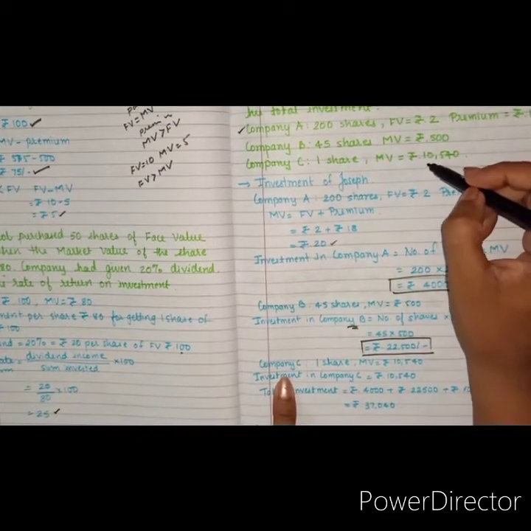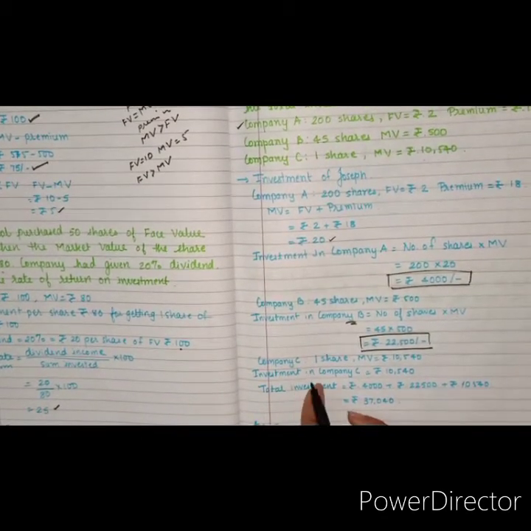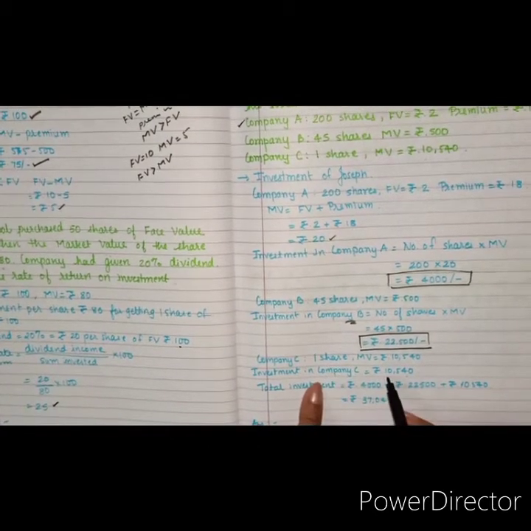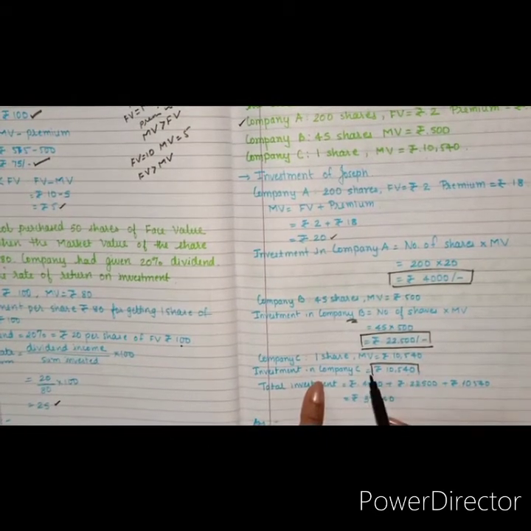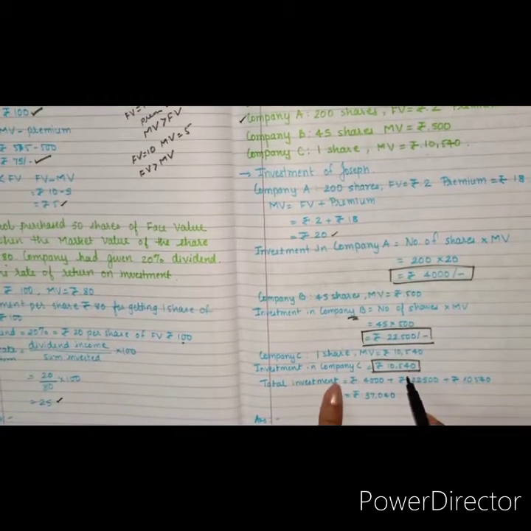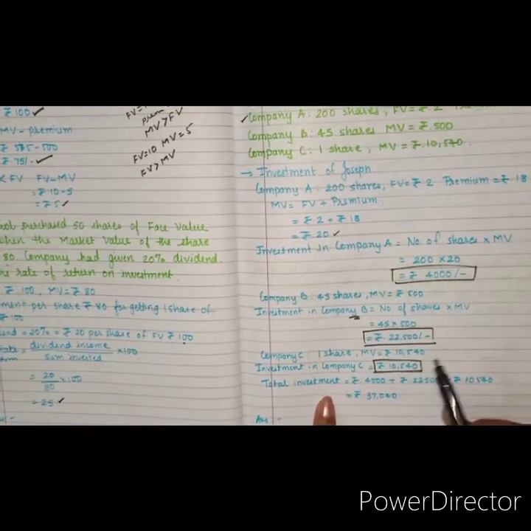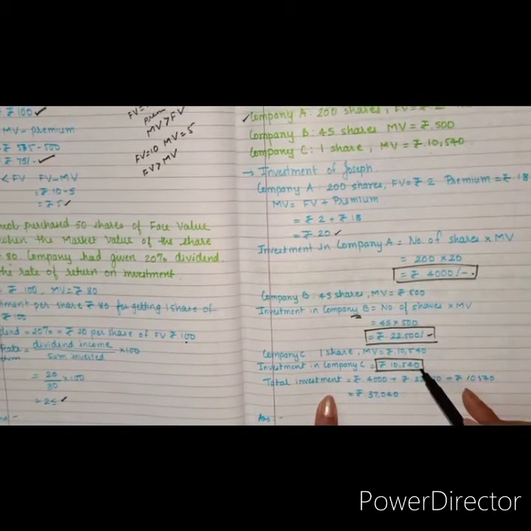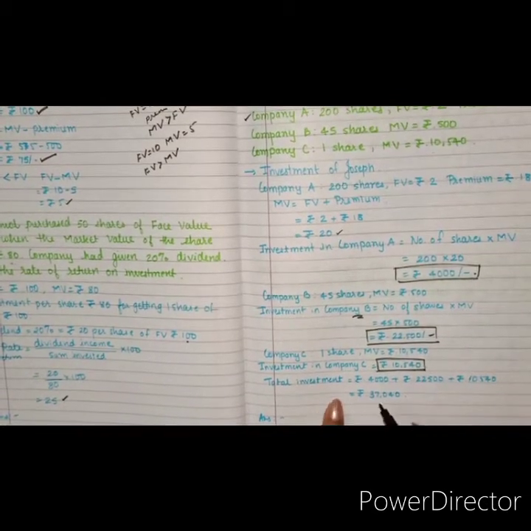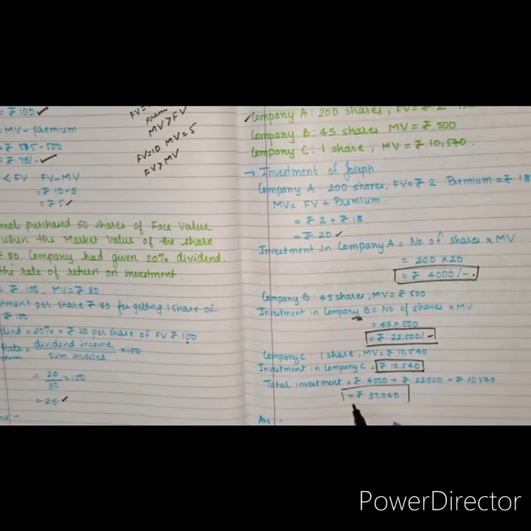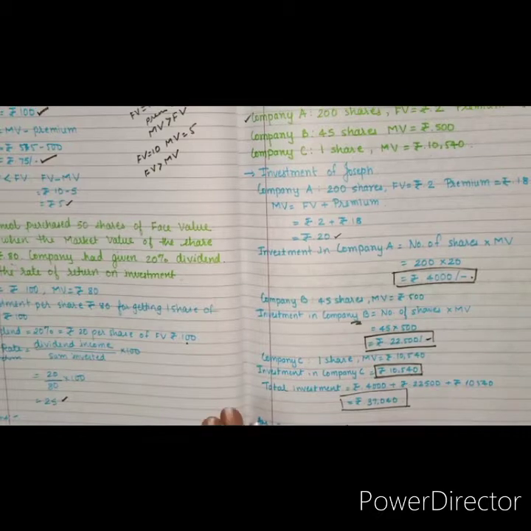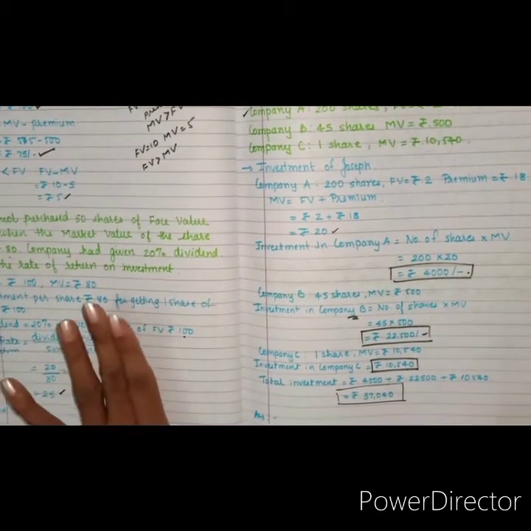In company C, he has taken only 1 share, and that too of cost 10,540. This is the market value given, right? So you don't need to calculate, it is for 1 share, and he has taken only 1 share. So this is the only investment, that is 10,540. So total investment will be 4,000 plus 22,500 plus 10,540. Total is 37,040 rupees, his total investment.